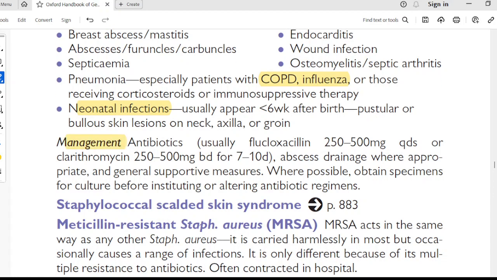Management of staphylococcal infections: antibiotics, usually flucloxacillin 250 to 500 milligrams QDS or clarithromycin 250 to 500 milligrams BD for 7 to 10 days. Abscess drainage where appropriate. General supportive measures. Where possible, obtain specimens for culture before instituting or altering antibiotic regimens.